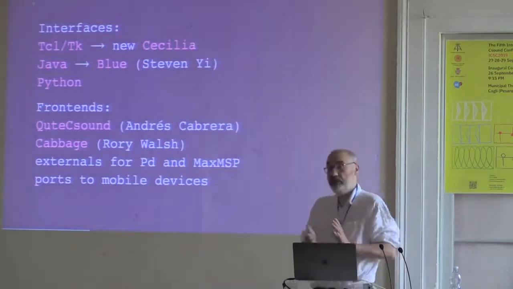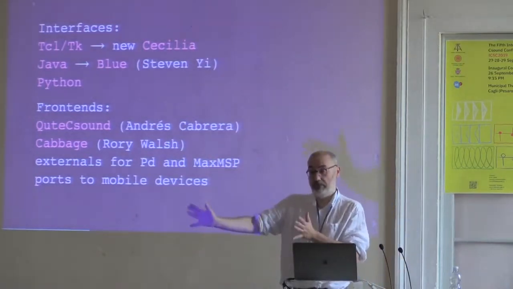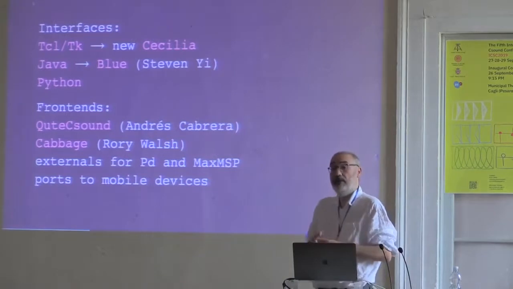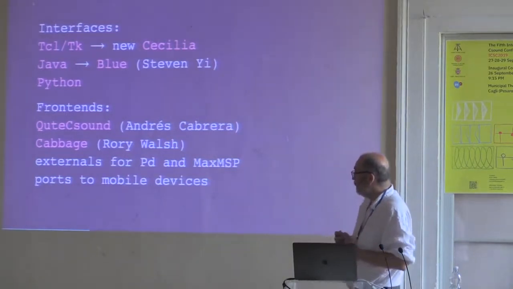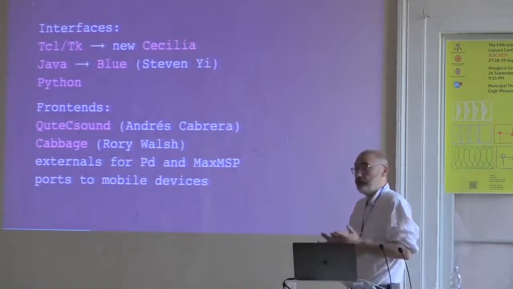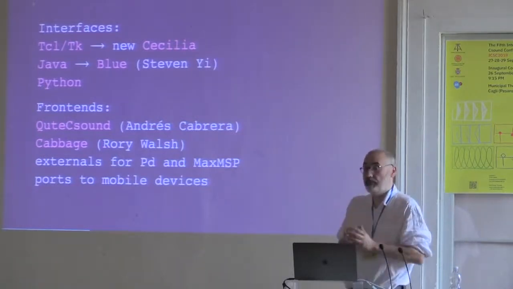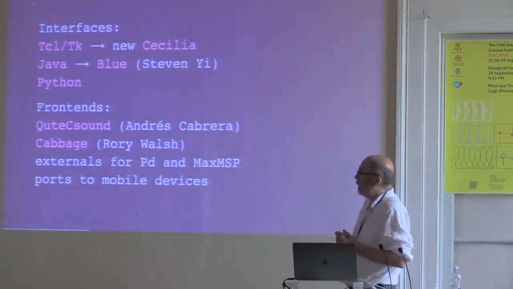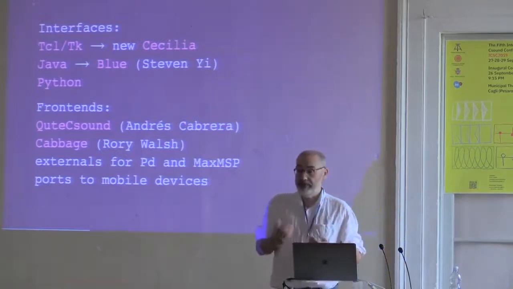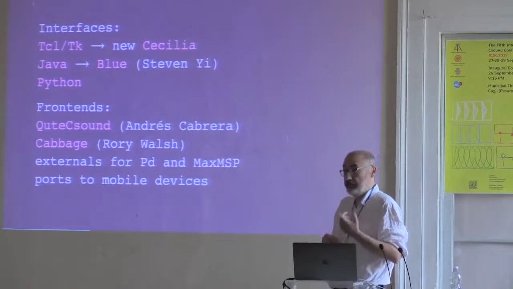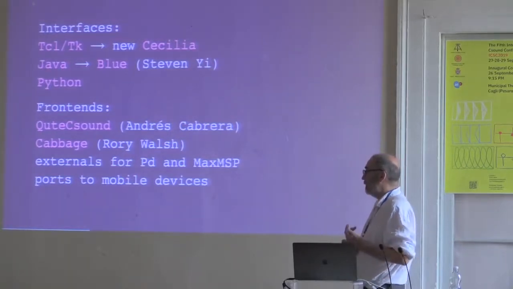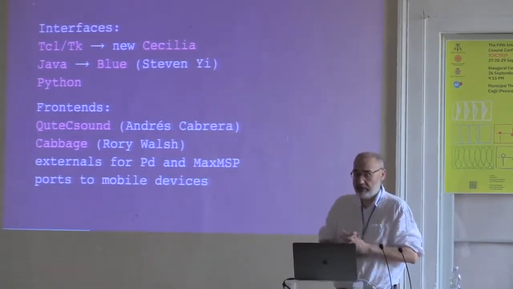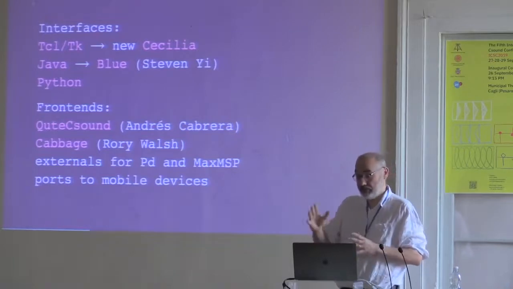Blue was a pre-existing program that only talked to Csound on the command line, and was then able to embed Csound. There was a Python interface that became quite important. People started using it. This allowed front ends to become proper front ends, where Csound was inside them. So Andres Cabrera did QtCsound, which later became CsoundQt. And Roy started Cabbage. We had externals for PD and Max and SuperCollider. Then we had ports to mobile devices. So it gave us great flexibility to do lots of little things.